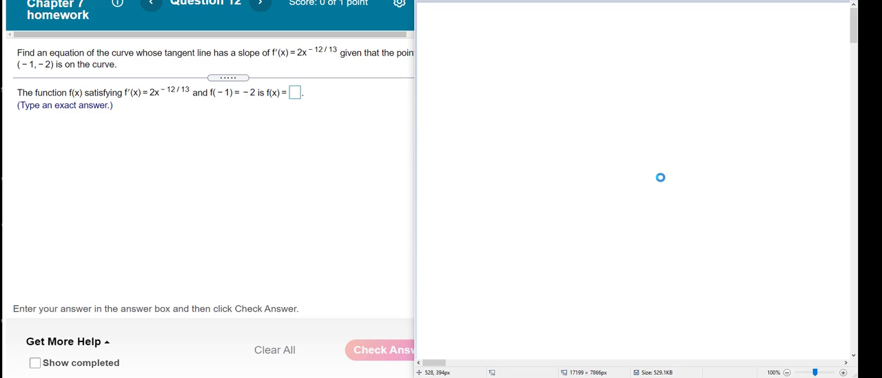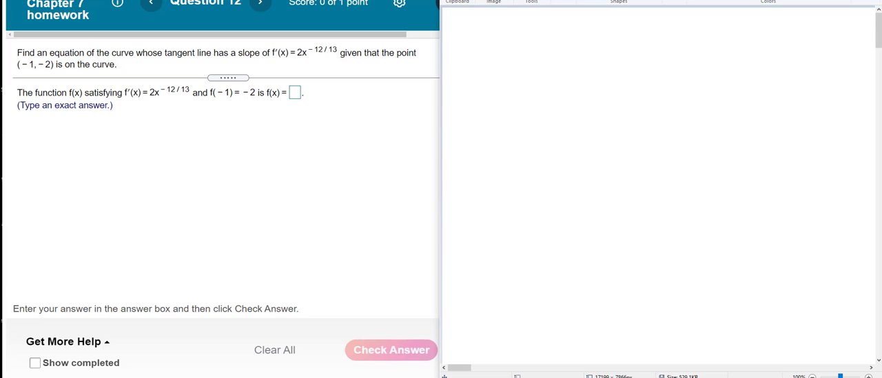So question 12, very similar. Find an equation of the curve whose tangent line has a slope of f prime is 2x to the negative 12/13, given that the point (-1, -2) is on the curve. So the first thing we have to do is go backwards from the slope, 2x to the negative 12/13 dx, by taking the integral.